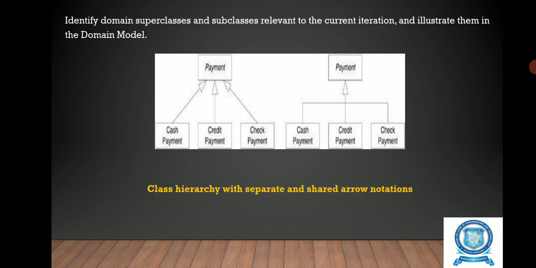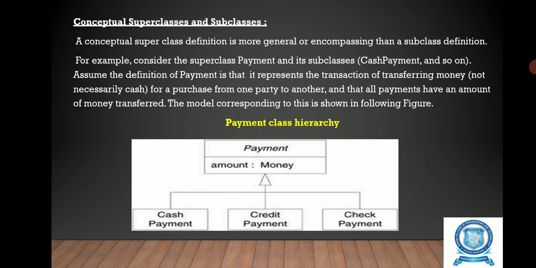The class hierarchy with separate and shared arrow notations is shown in this diagram. In the leftmost diagram, we have individual associations, and in the rightmost diagram we have a shared arrow notation. Now, let us see conceptual superclass and subclasses.